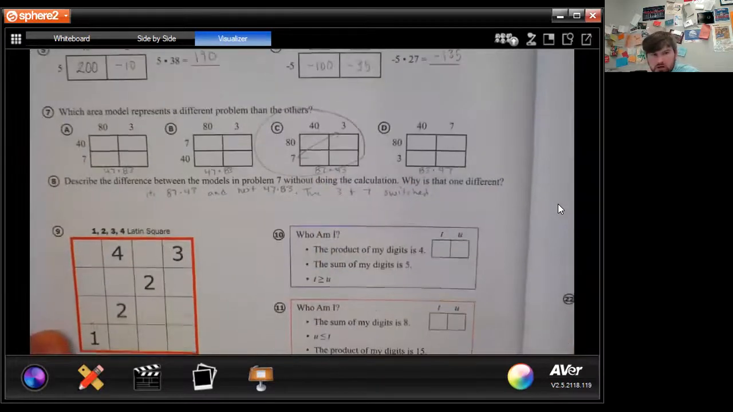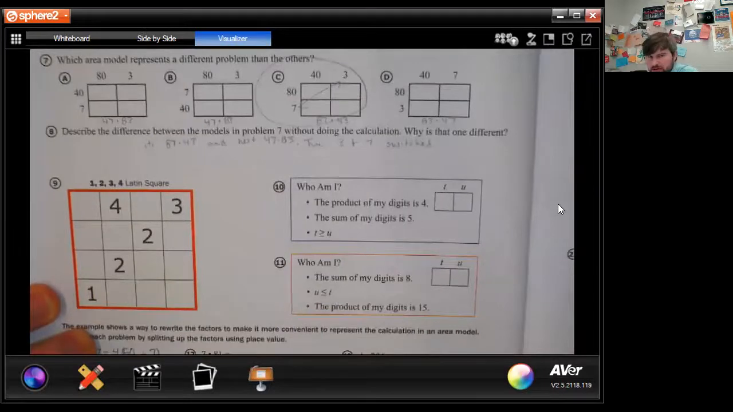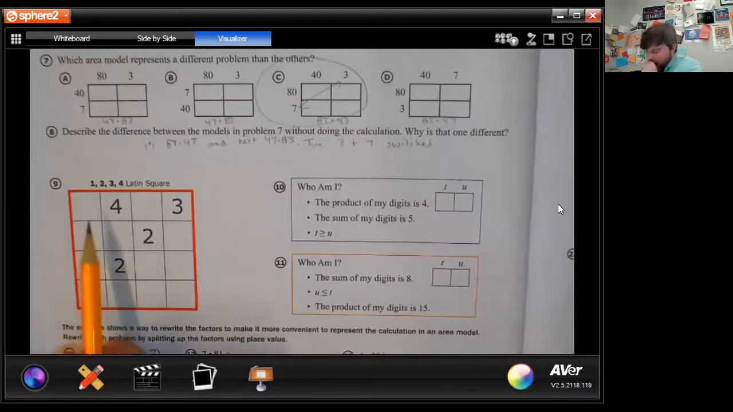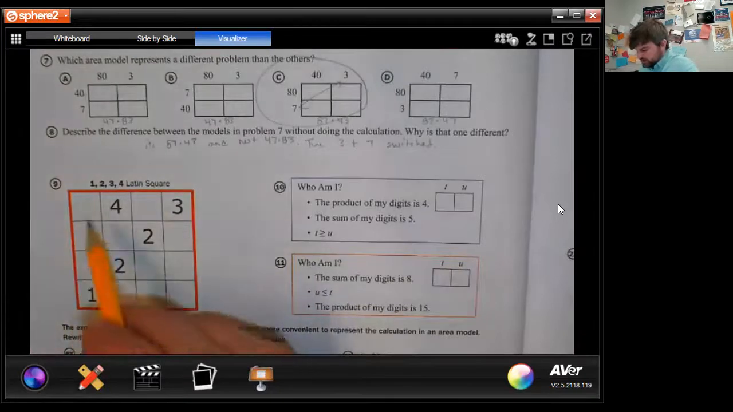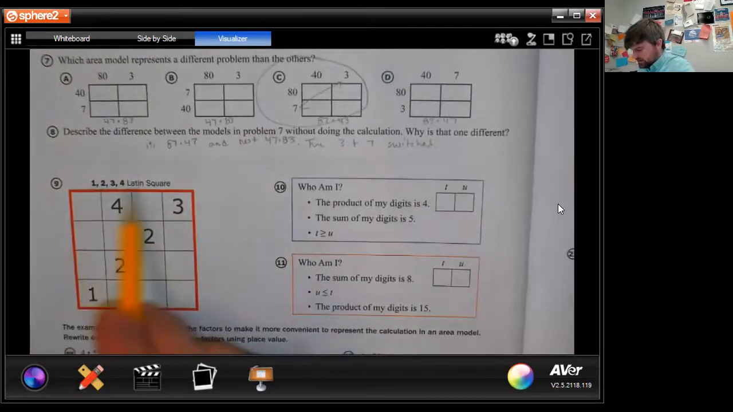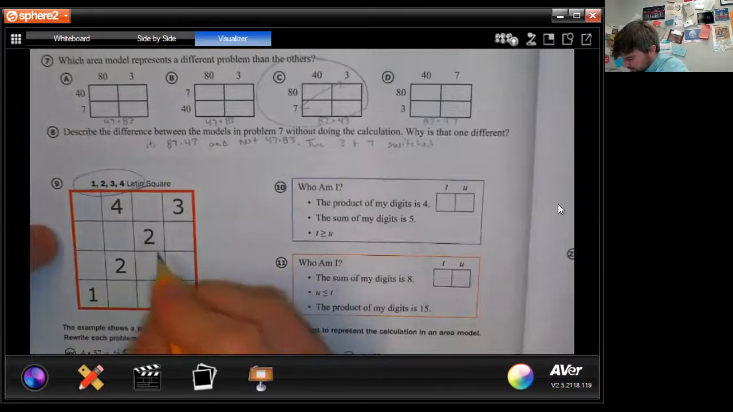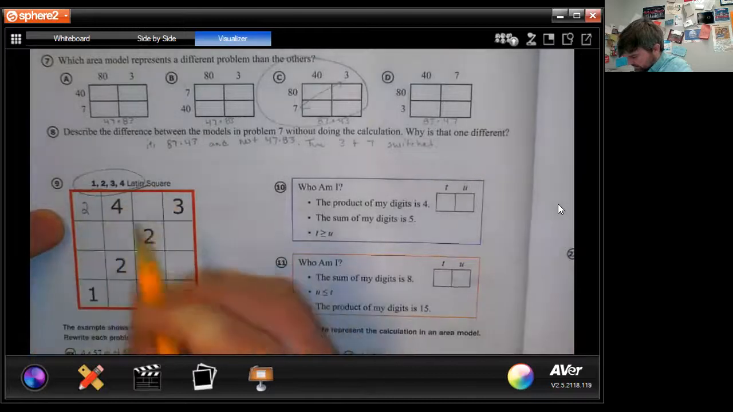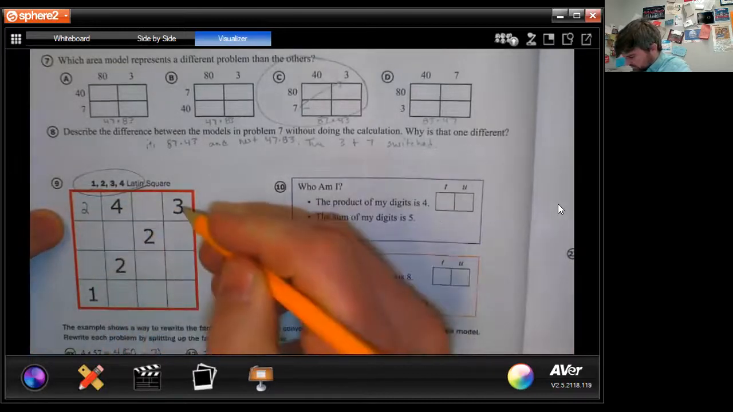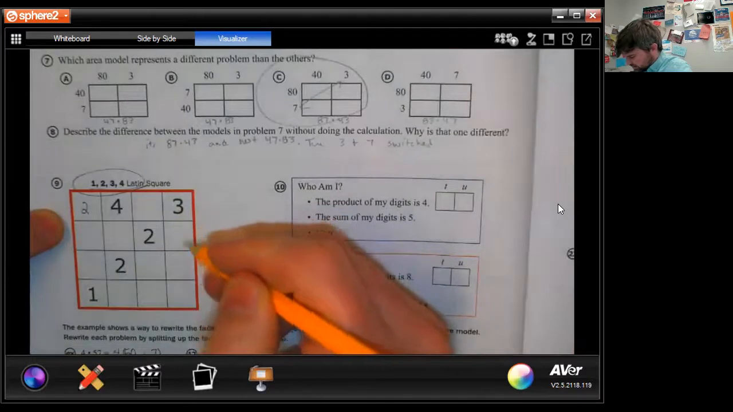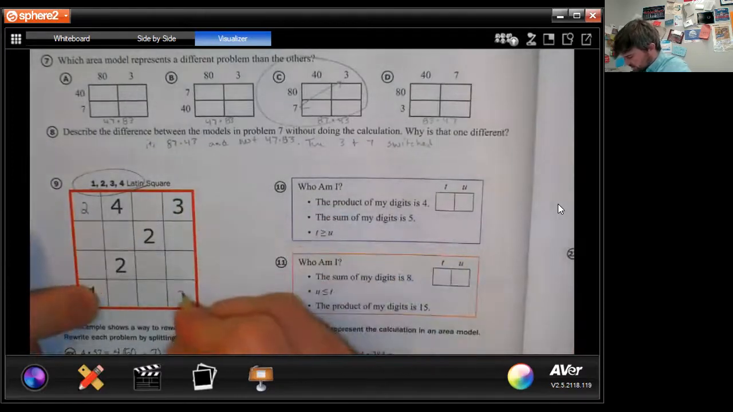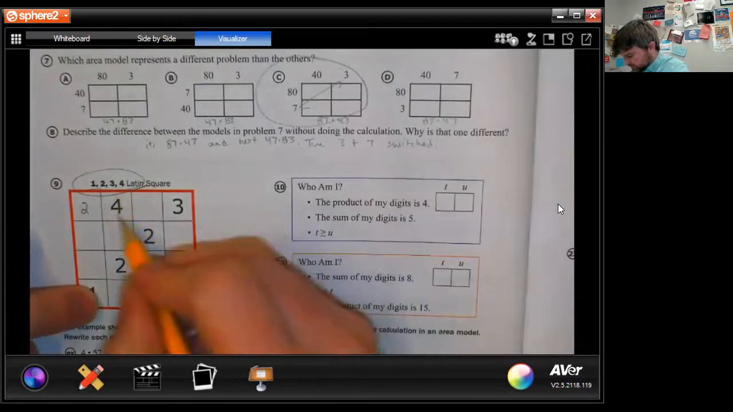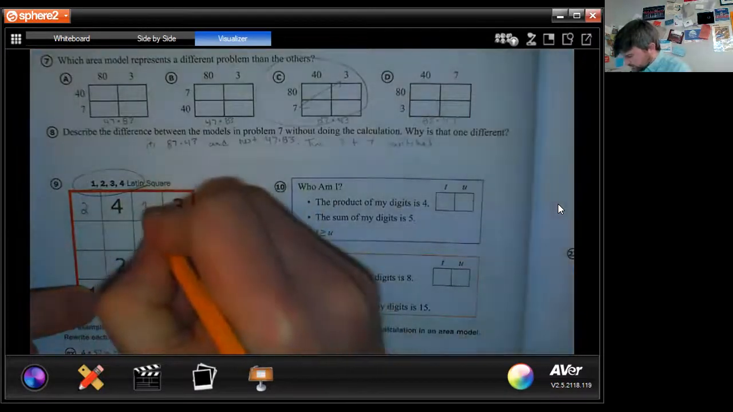Okay, we have a Latin square. Remember, in a Latin square, each column and each row can only contain these numbers. So we've got 4, 3. I need a 2 in this row, but a 2 can't go here because of this one. So the 2 has to go here. This one needs a 2. It can't go here, here, or here. So the 2 must go here. Okay, so you got 4, 3, 2. This must be the 1.